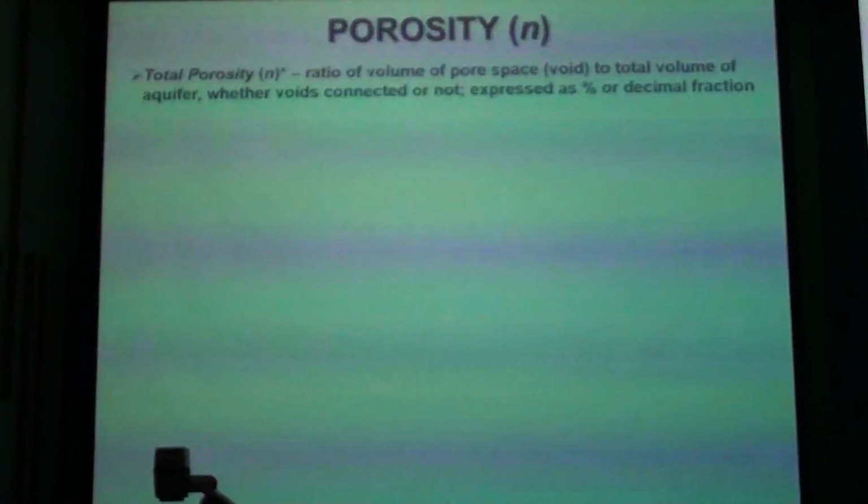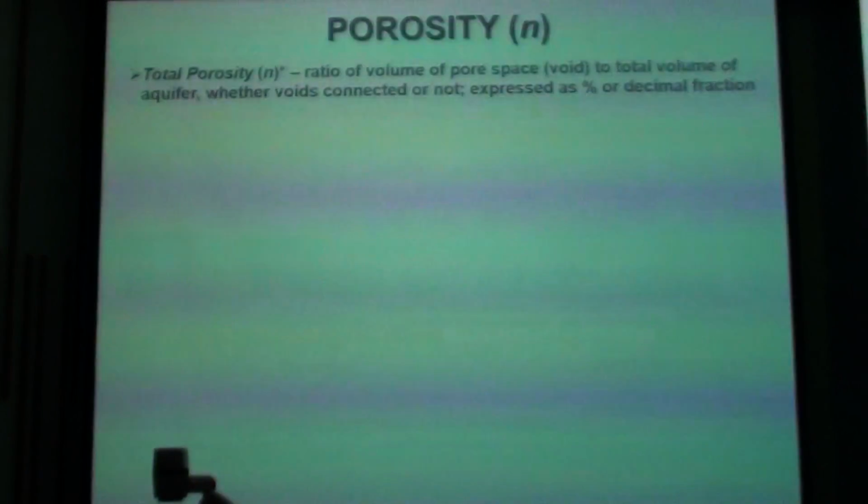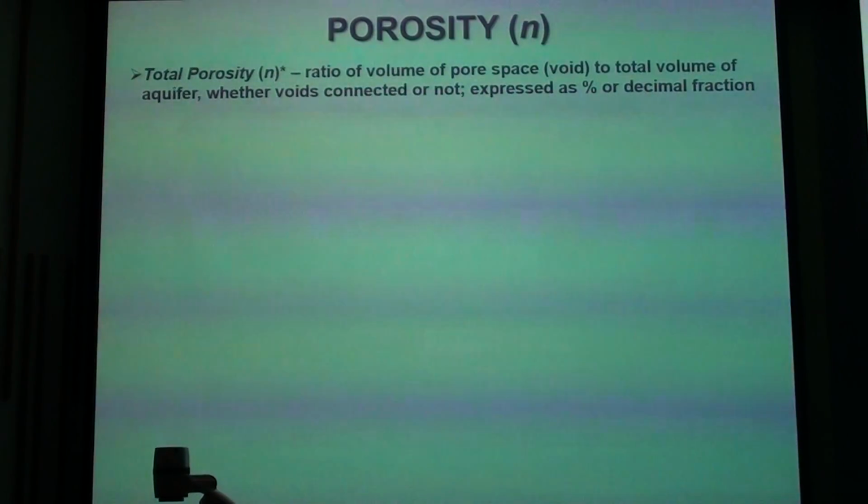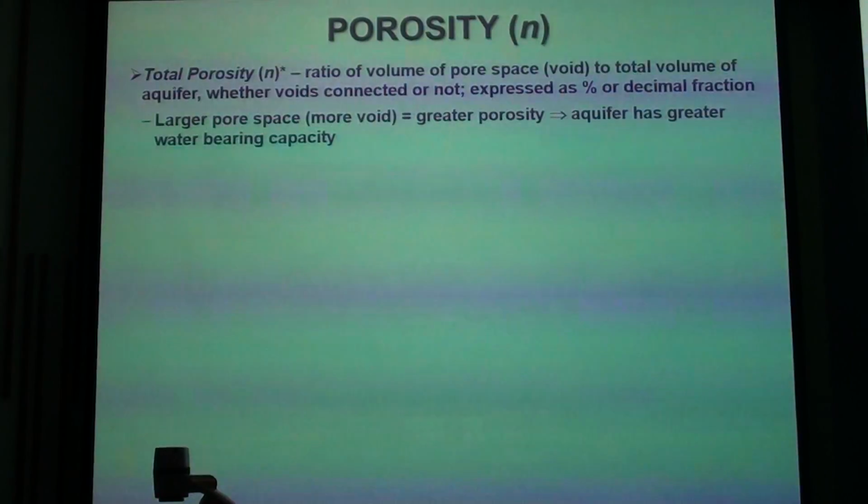So start with porosity, it's the easiest one. You all have an idea what porosity is anyway. Here it's going to be called n, okay, so it's simply the ratio of the volume of pore space to the total volume of the aquifer. Irrelevant of whether the voids are connected or not, this is not permeability, this is simply just the void space in the rock, and it's expressed as a decimal.